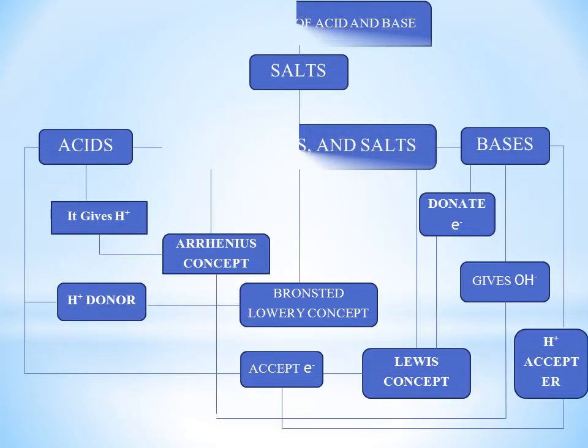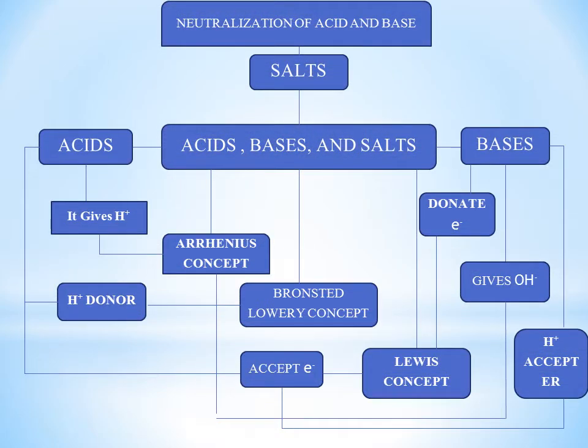Okay, now look at this mind map. Here you can see acids, bases and salts. This is our chapter number 10. In this chapter we will discuss acids, bases and salts. Do you know what acids are? Acids and bases can be defined on the basis of 3 concepts. The first is the Arrhenius concept, the second is the Bronsted-Lowry concept, and the third is the Lewis concept.